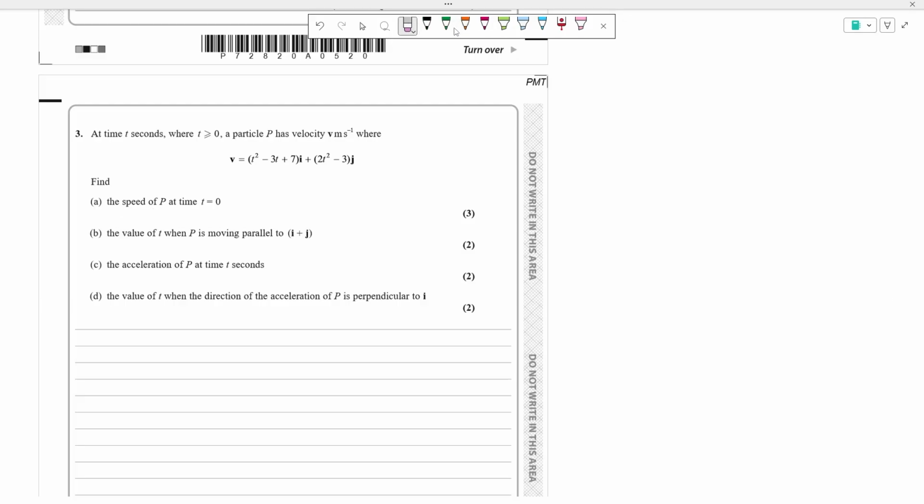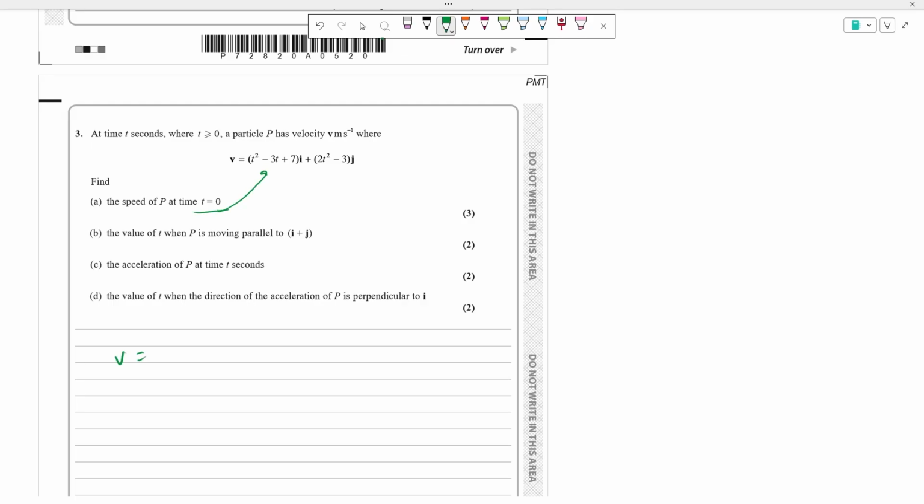So speed is a scalar value, not a vector value. It doesn't really matter which direction it's going. It doesn't matter if it's going left or going right, you're always going to have a positive speed. So at time equals 0, we're just going to sub t equals 0 into here.